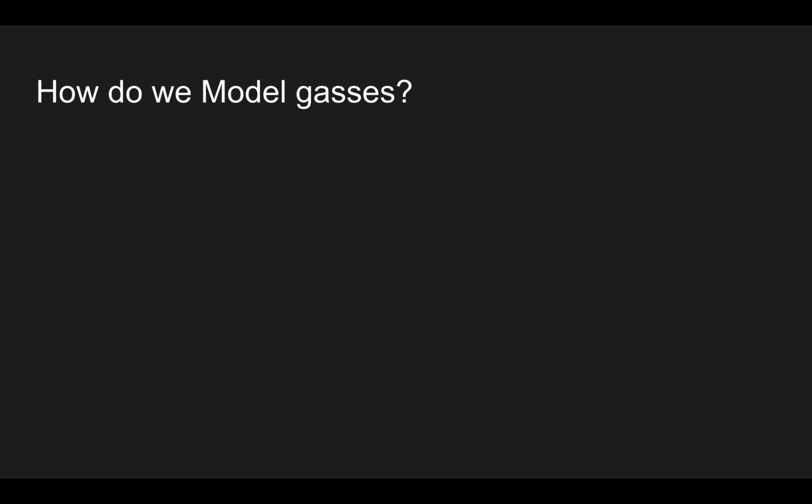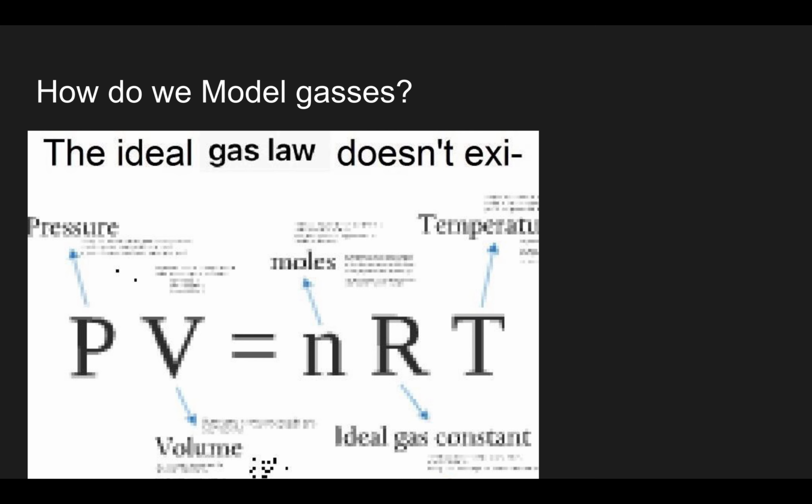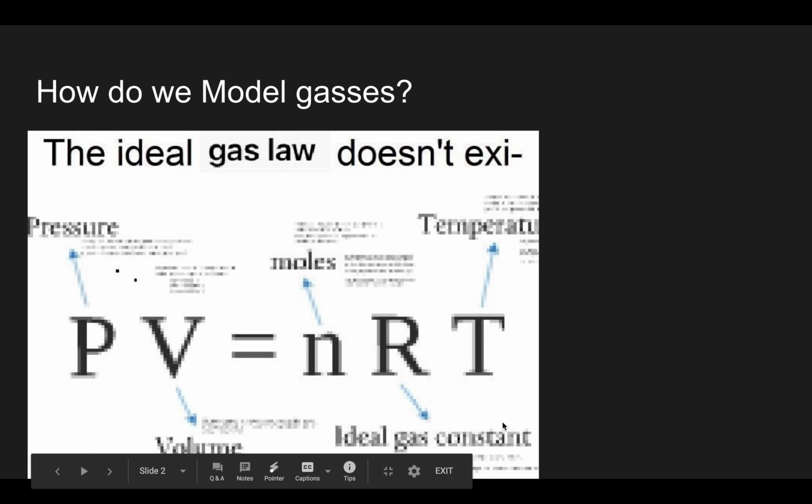So let's start off with the conceptual question. How do we model gases? If only there was an equation that modeled ideal gases. Oh wait, there is. It's right there. P, pressure times volume, is equal to the moles times the ideal gas constant times the temperature. We got one, so let's use it.